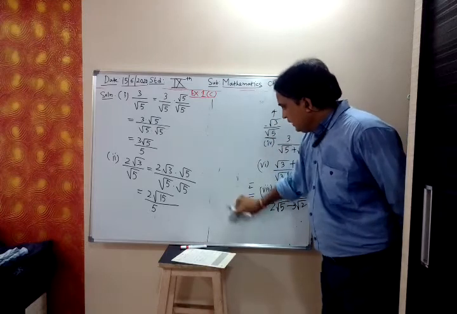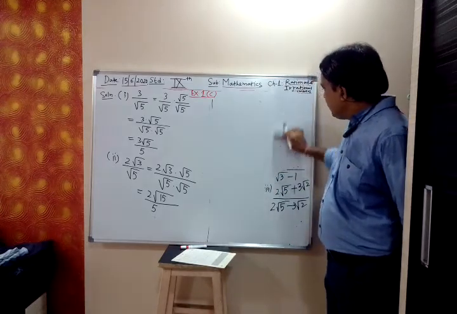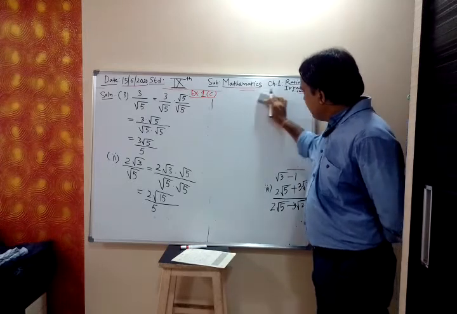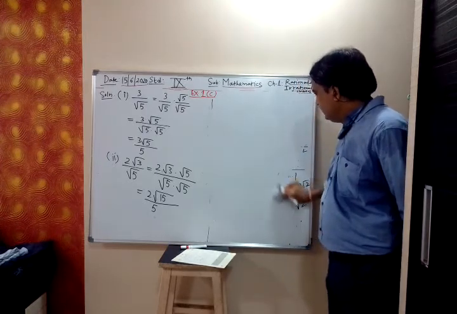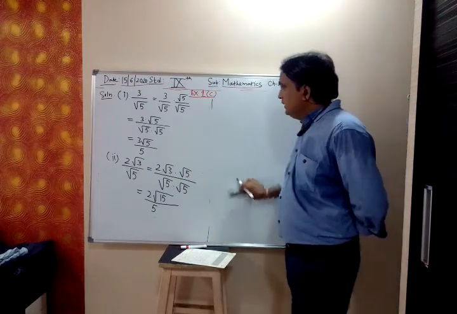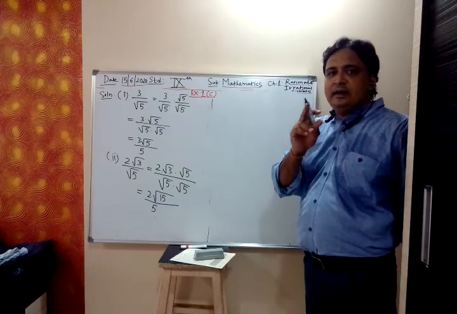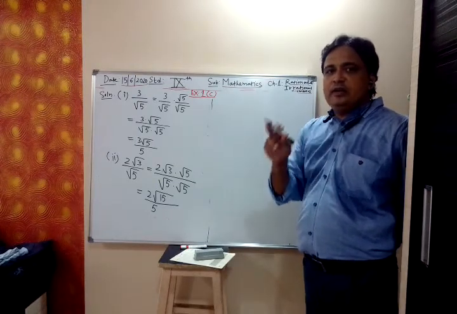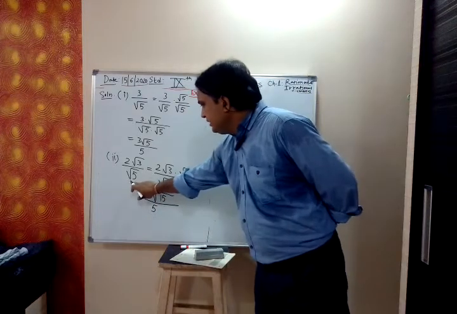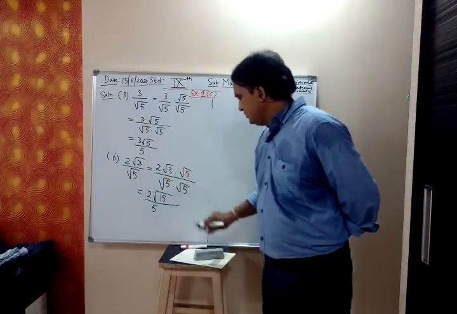So rationalizing the denominator means you have to multiply the rationalizing factor in numerator and denominator both. Here the rationalizing factor is root 5. So I will multiply numerator and denominator both.